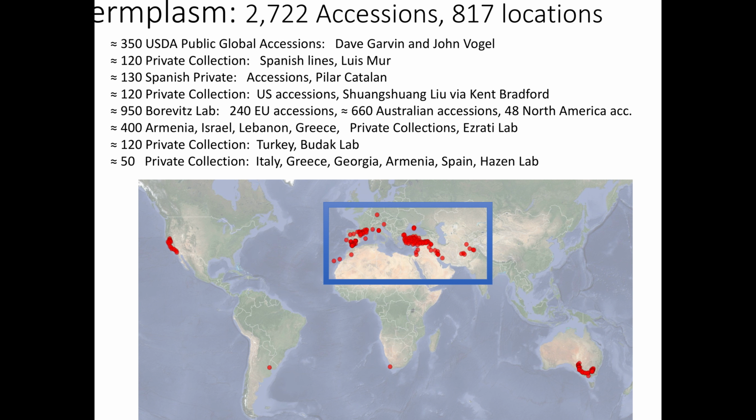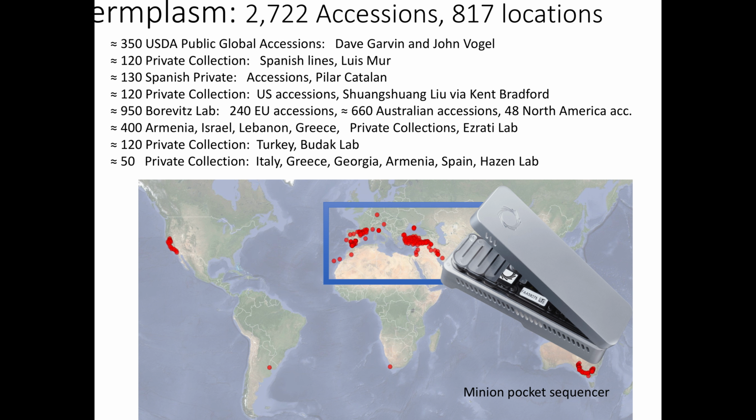So the list of accessions is close to 3,000 from nearly 1,000 locations, but how many genotypes did we have?